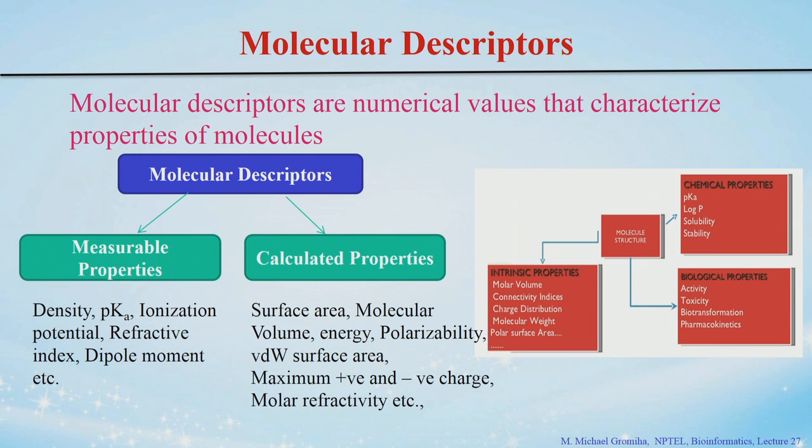So, if we go to the molecular descriptors, what do we mean by molecular descriptors? These are the numerical property values that characterize the properties of the molecules. There are various types of properties. For example, some properties you can measure, such as density if you have the compound, pKa and the refractive index. Some properties you can calculate, for example, surface area, van der Waals surface area, molar refractivity. Then there are different types of properties like chemical properties, biological properties or intrinsic properties.